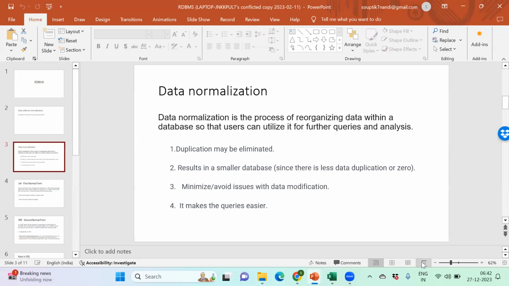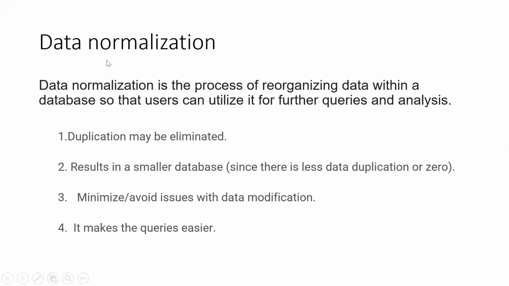In the next slide, I mention why we require normalization. Data normalization is a process of reorganizing the data within a database so that users can utilize it for further queries and analysis purposes. This is one of the reasons why we should do data normalization, but there are other things as well. Duplication may be eliminated. If the data is normalized, the duplicate data inside the table will be eliminated.